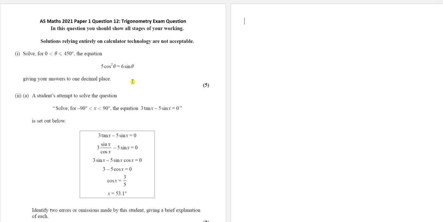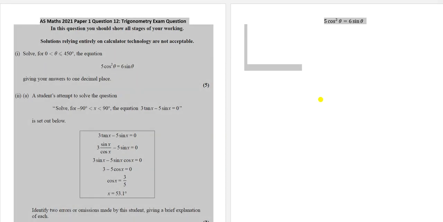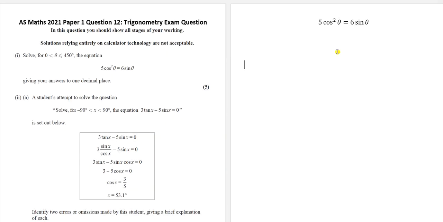We'll start out at the beginning. We should recognize this format of equation. We've got 5 cos squared theta equals 6 sine theta. And although in its current form it doesn't look particularly easy to solve, that doesn't necessarily mean that we haven't got any tools at our disposal.